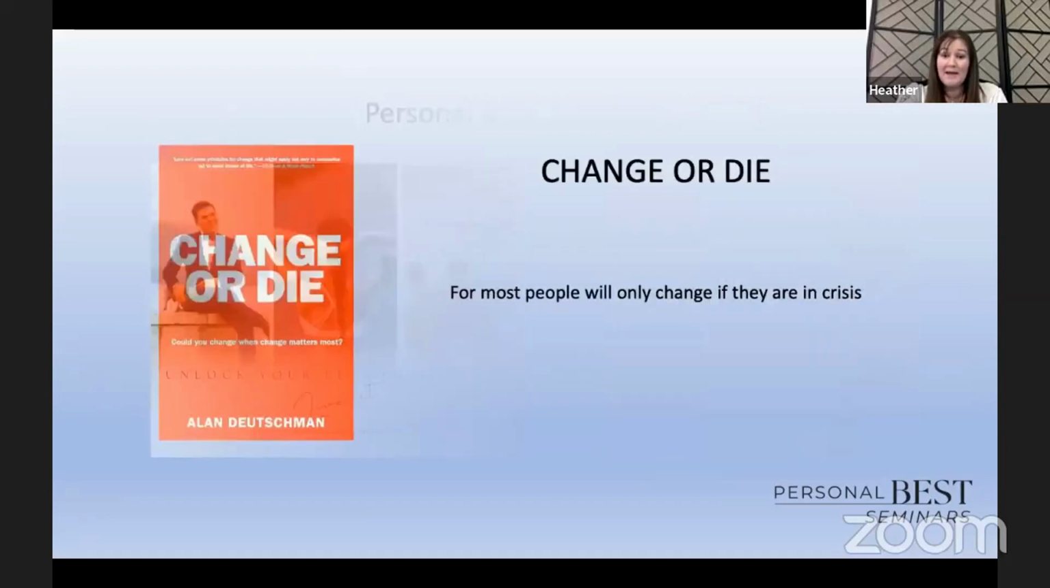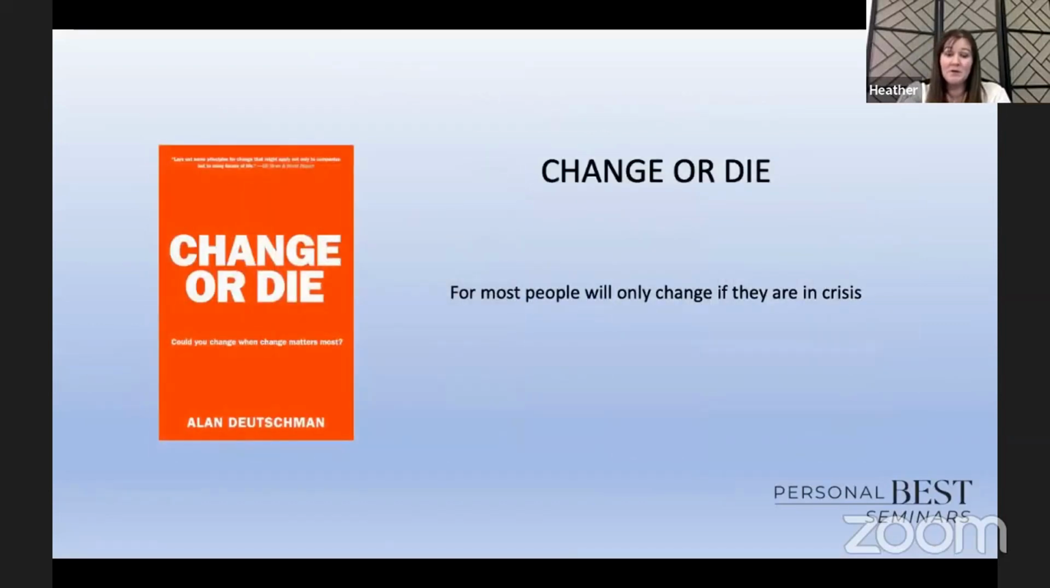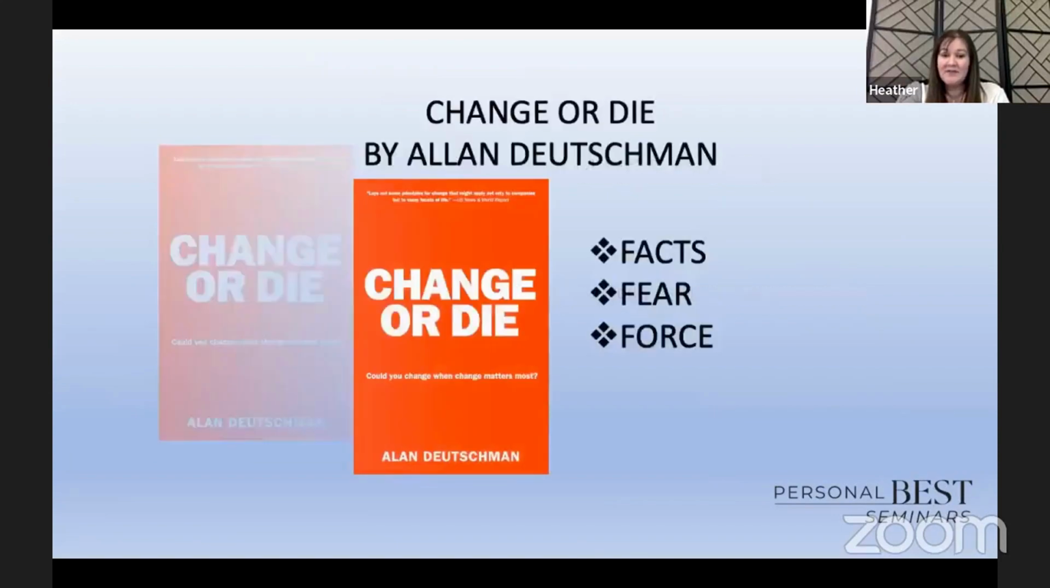So let's talk about Alan Deutschman's book. Great book. The premise of the book is that for most people, they will only change if they're in crisis. He starts off by talking about 3 F's: facts, fear, and force. People will step to the plate of change if they have the right facts or fear or force in their life.